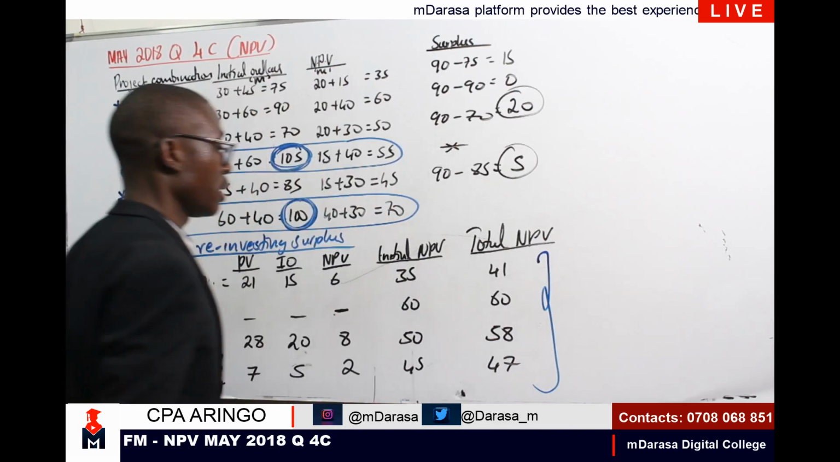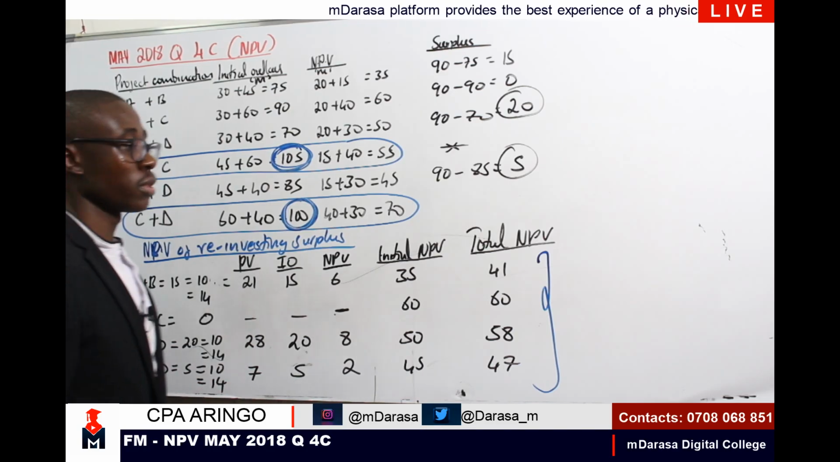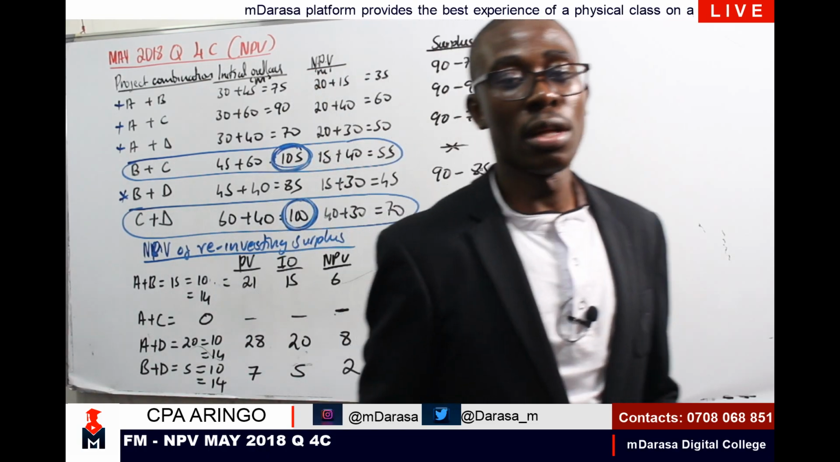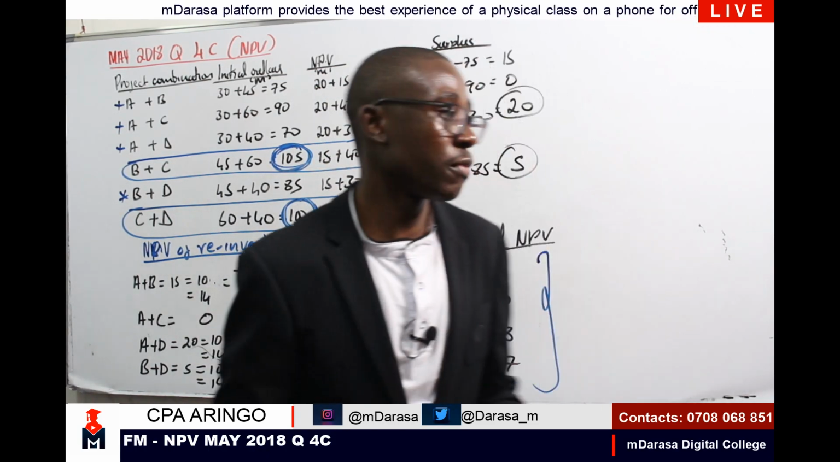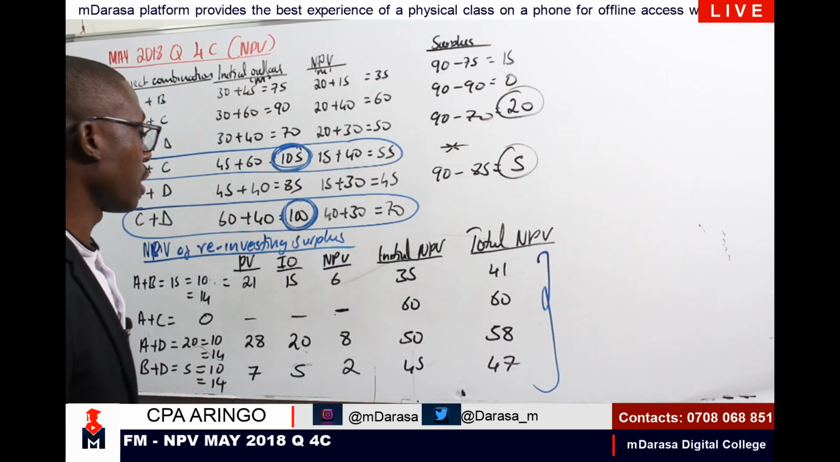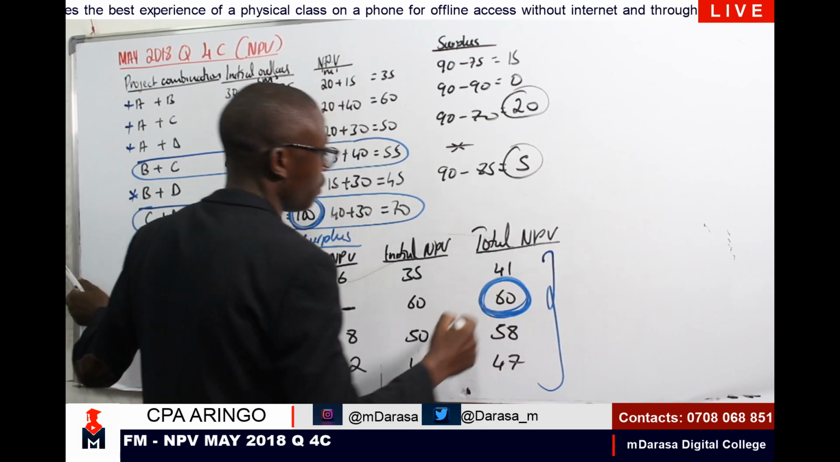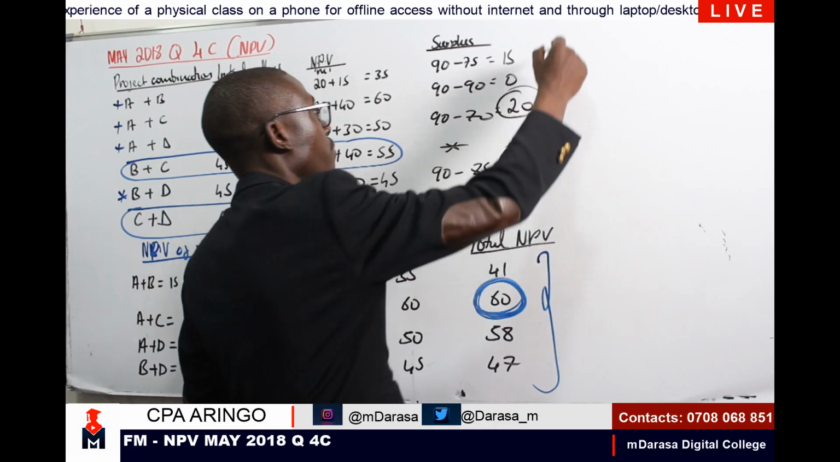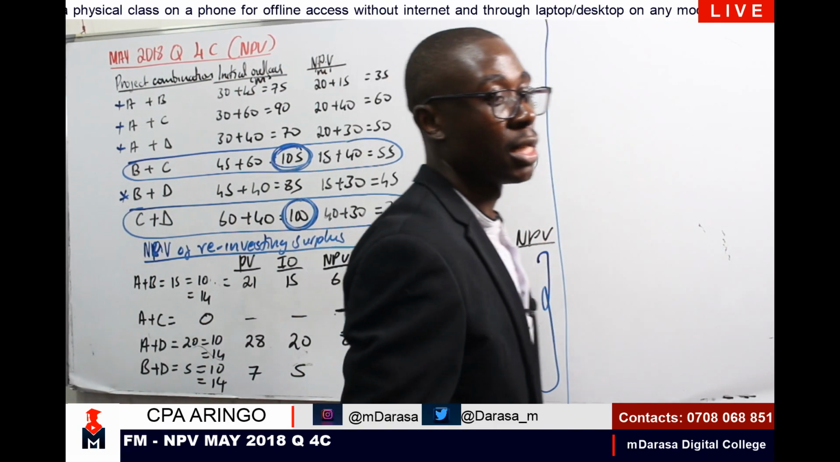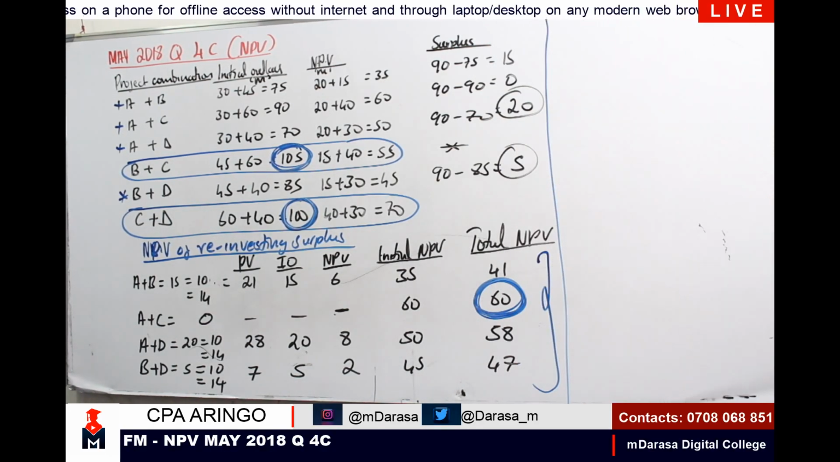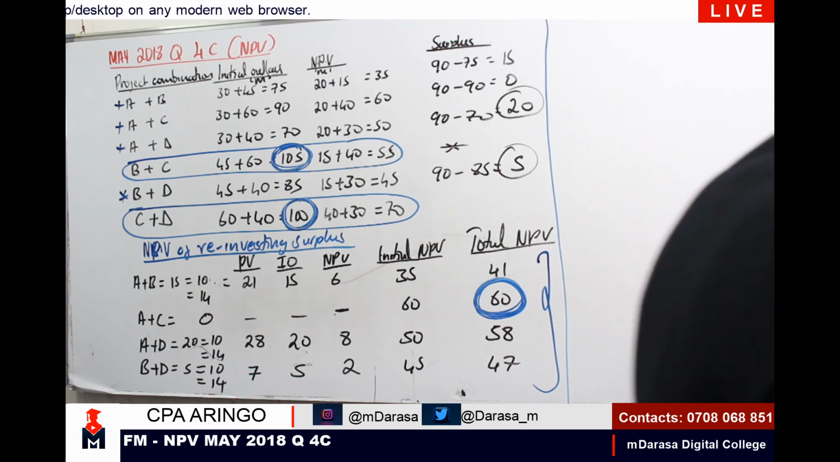So my question is: what is the combination that will give us the highest net present value? We can all agree that it is 60. This is the combination that will give us the highest NPV, and therefore we can advise the management to invest in which projects? We can advise the management to invest in project A and C. The best combination will be A and C, right?